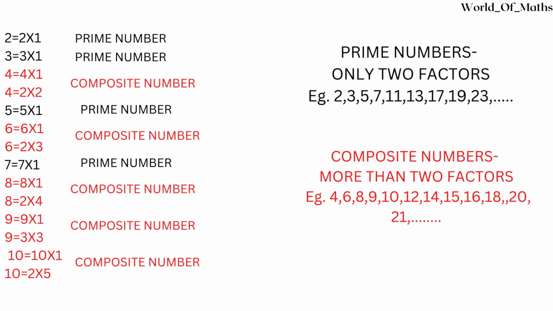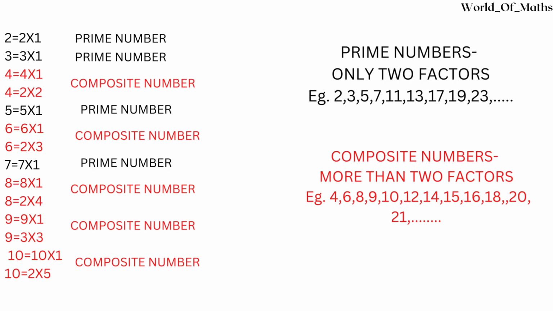See number 4. 4 can be expressed in two different ways: 4 multiplied by 1, and 2 multiplied by 2. Hence 4 has three factors, which are 1, 2 and 4. So 4 is not a prime number. 4 is considered a composite number. Composite numbers are numbers which have more than two factors.